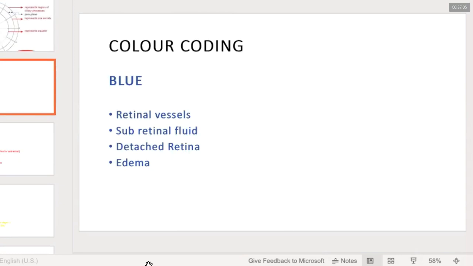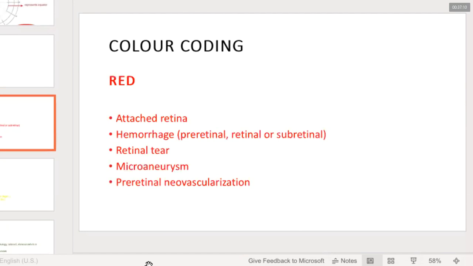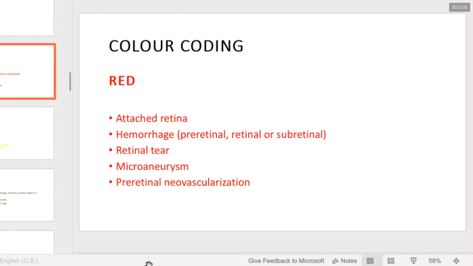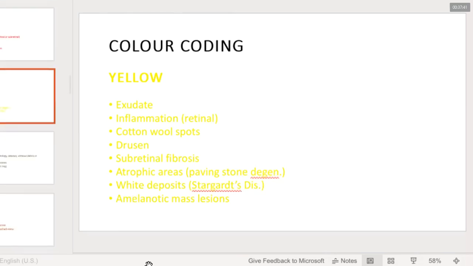Okay. As for the color coding, usually for retina, if there is any subretinal fluid, any detached retina or edema, we use blue. For red, usually for attached retina, but we don't color the whole retina actually. Most of the time we don't really use red for the attached retina, but we use it for hemorrhages, or if there is any retinal tear, any microaneurysms or pre-retinal neovascularization. As for the yellow, I'm sorry, let me just try to highlight it.